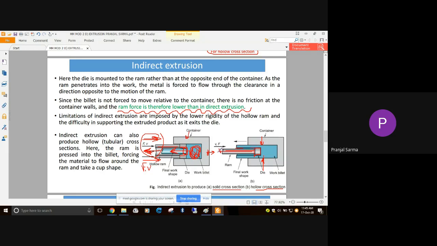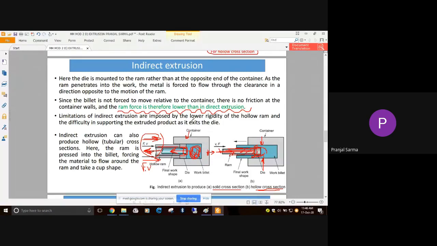So in that particular case, if you apply force like this, then the material will flow from this location, and this portion will be hollow. So hollow cross sections can also be obtained with the help of indirect extrusion. But there is one limitation of indirect extrusion, and this limitation is imposed by the lower rigidity of the hollow ram and the difficulty in supporting the extruded product as it comes out of the die. So that is the main limitation.